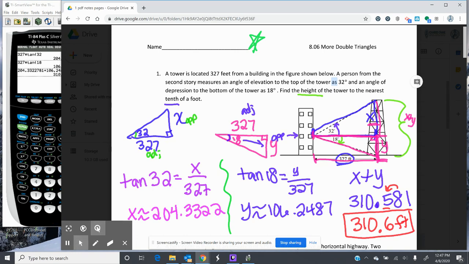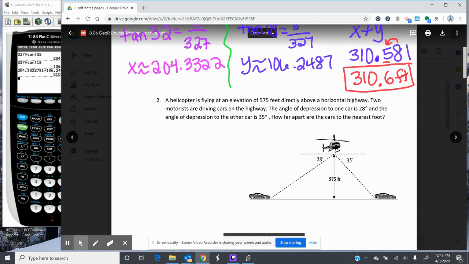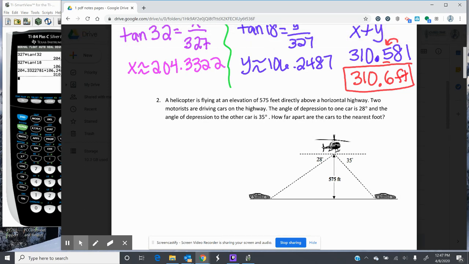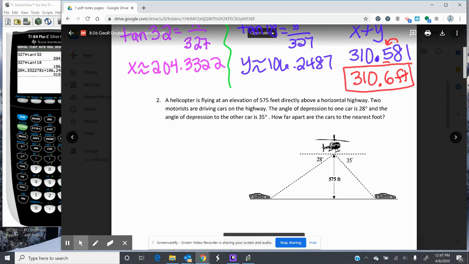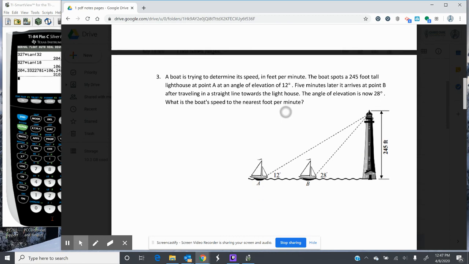Now question number 2, we've actually already done on a different notes page. So if you'd like extra practice, you can try number 2. It's kind of the same idea, splitting into 2 right triangles. But I'm going to switch ahead to number 3 here.